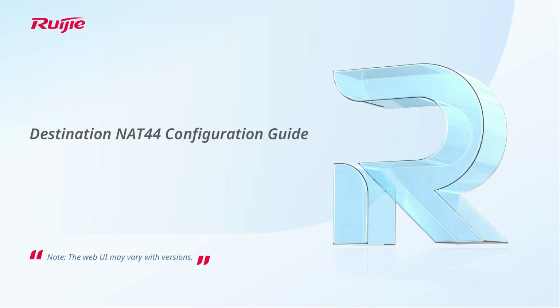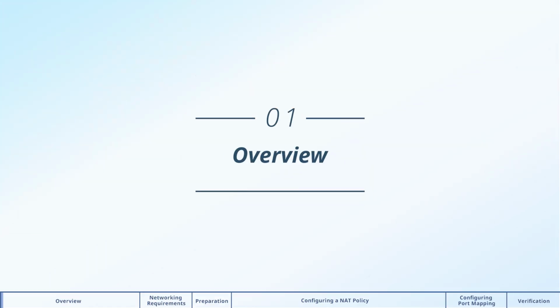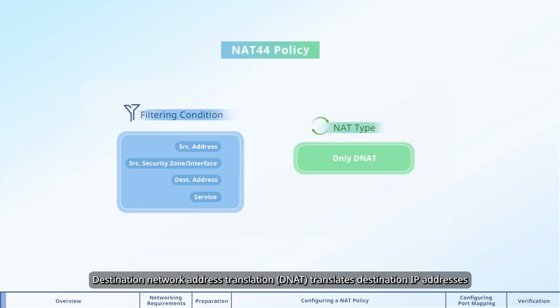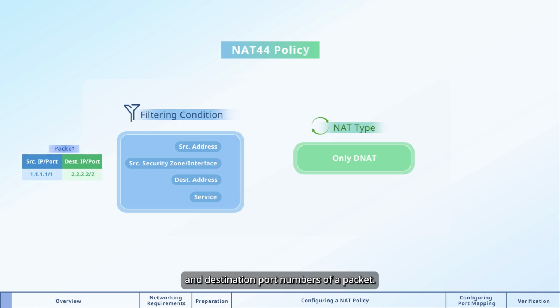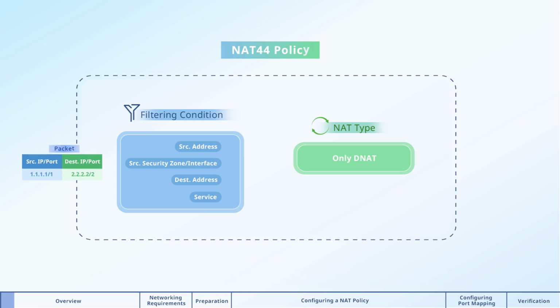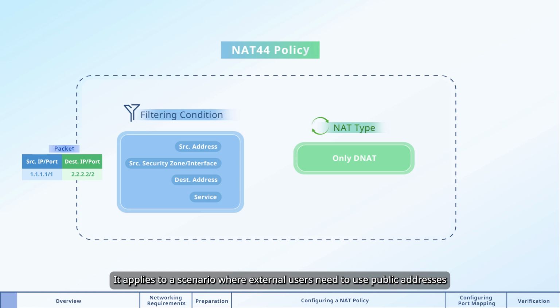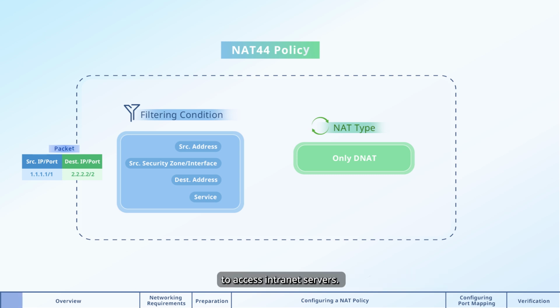This video demonstrates how to configure a NAT44 policy to translate destination IP addresses. Destination Network Address Translation translates destination IP addresses and destination port numbers of a packet. It applies to a scenario where external users need to use external addresses to access internet servers.